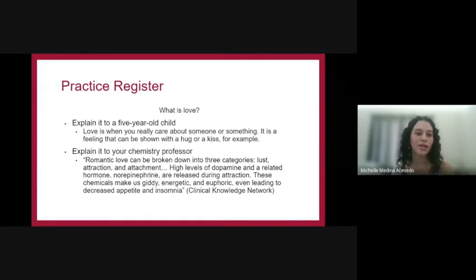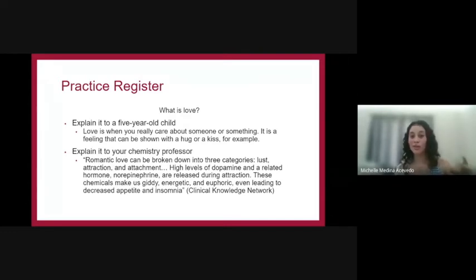Now, if we were writing more formally, let's say for a chemistry professor, we can say romantic love can be broken down into 3 categories: lust, attraction, and attachment. High levels of dopamine and a related hormone, norepinephrine, are released during attraction. These chemicals make us giddy, energetic, and euphoric, even leading to decreased appetite and insomnia.